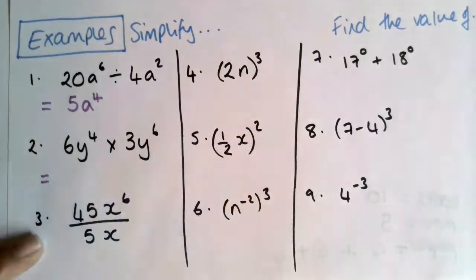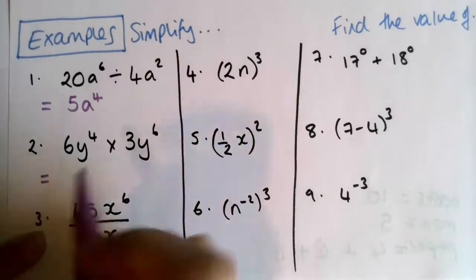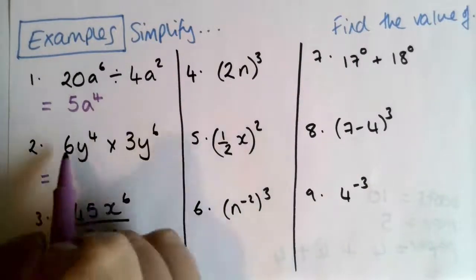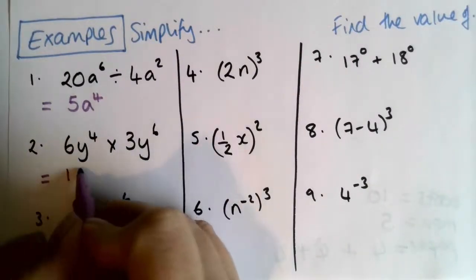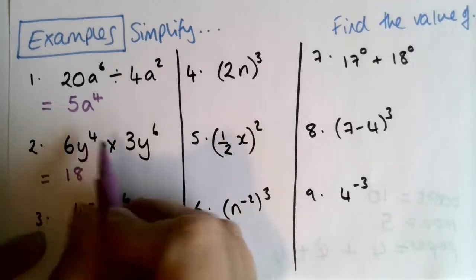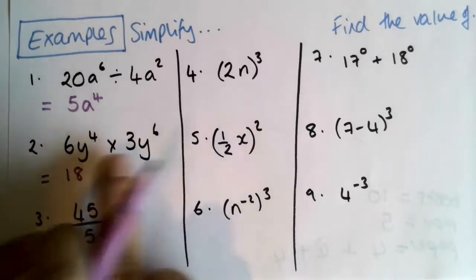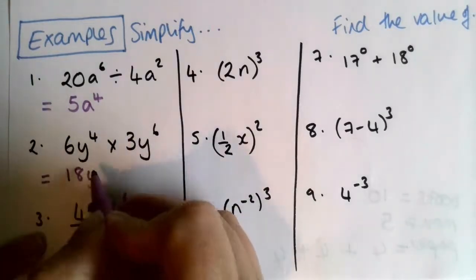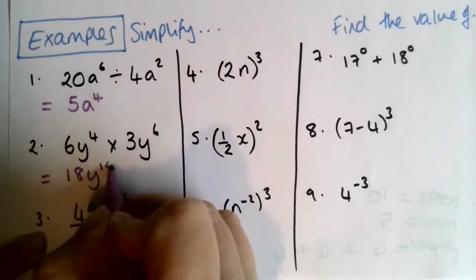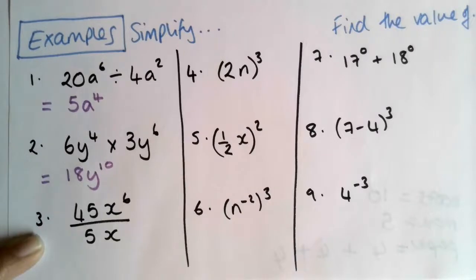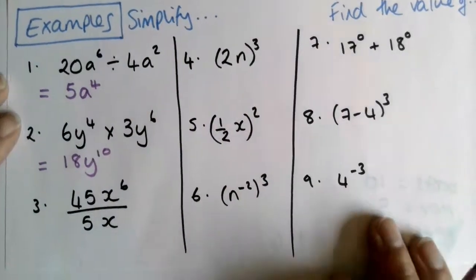Okay, number 2, 6y to the power of 4 multiplied by 3y to the power of 6. Numbers first, 6 multiplied by 3 gives me 18. Y to the power of 4 multiplied by y to the power of 6. Whenever I'm multiplying, I add the powers together. So that gives me y to the power of 4 plus 6, which is 10.